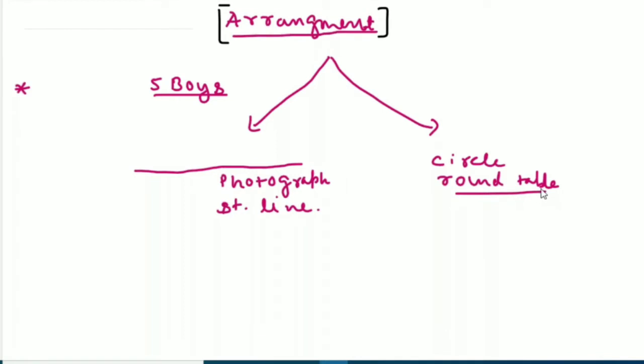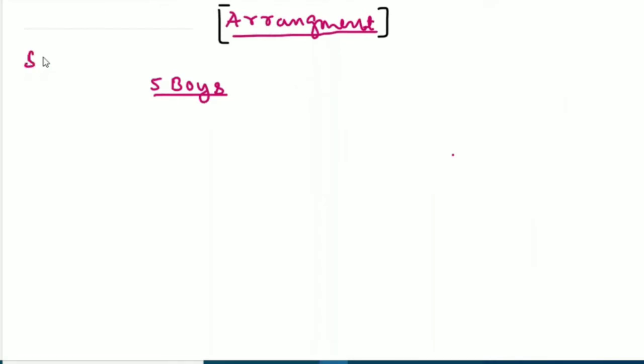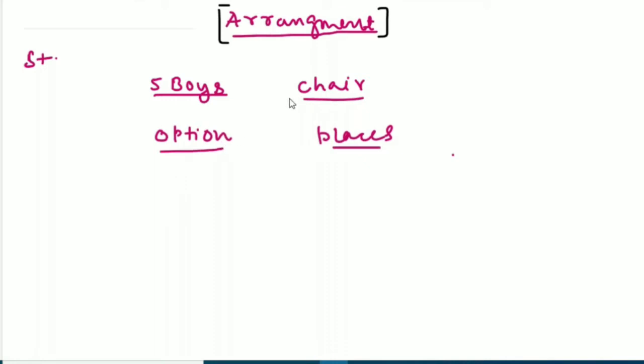So arrangement is broadly divided into these 2 categories. In both, the arrangement depends upon the boys and the chairs. In a general sense, we call the first one options and the second one places. It means how many options are there and how many places you want to arrange them. So there are 2 entities on which we arrange things, in this scenario the boys and the chairs.